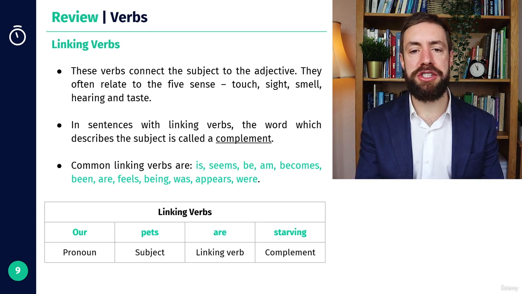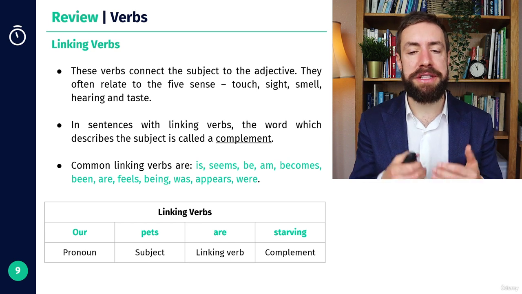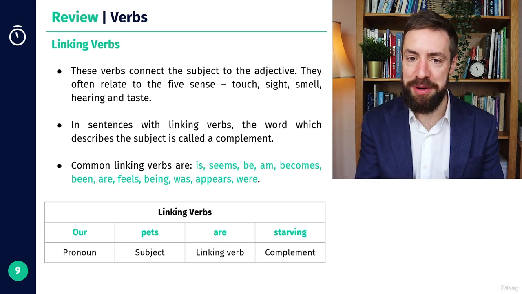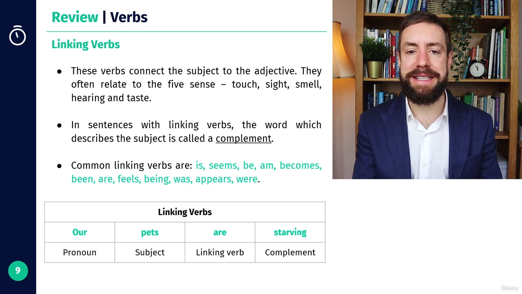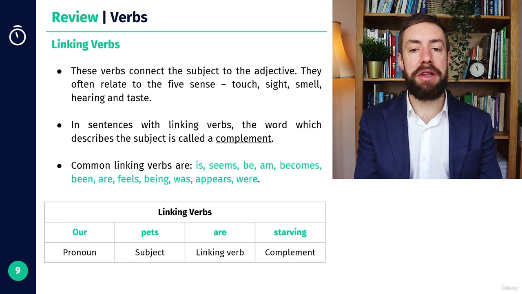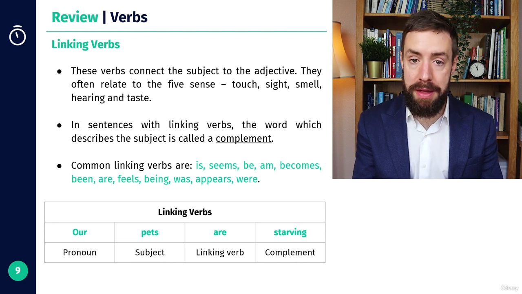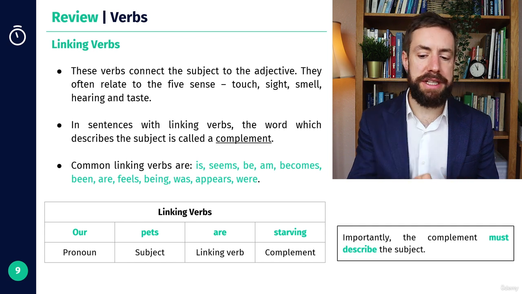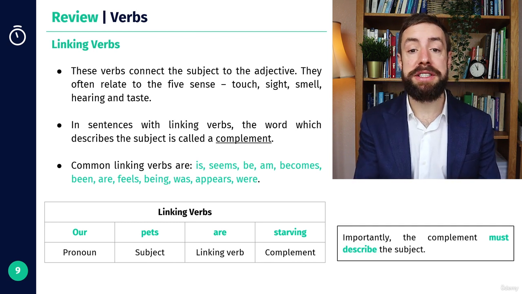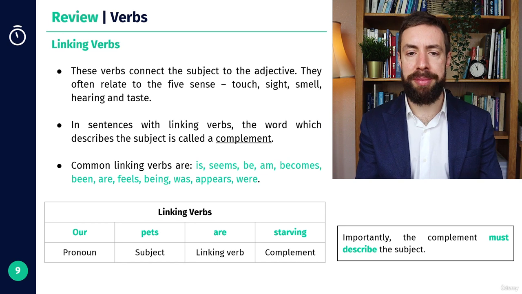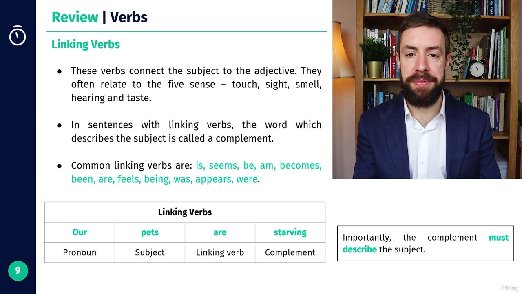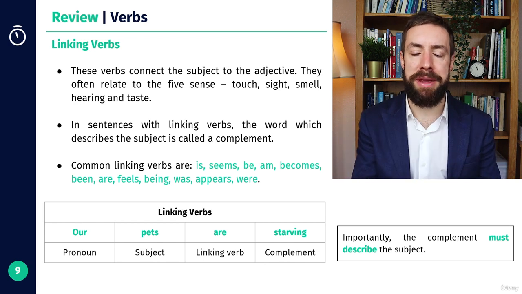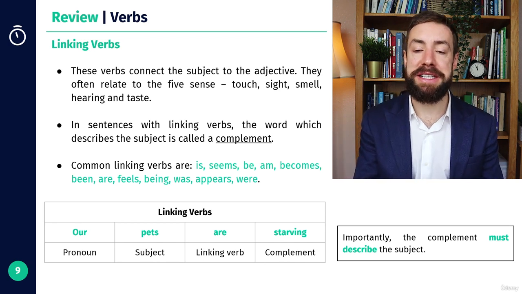So our pets are starving. Starving means very, very, very hungry. So our is the possessive pronoun. The pets is the subject here. Now the linking verb is are, and then the complement is starving. And something to note is that the complement, so here it's starving, has to describe the subject. So the starving, that feeling of being very, very, very hungry, is describing the pets. The pets is the subject.